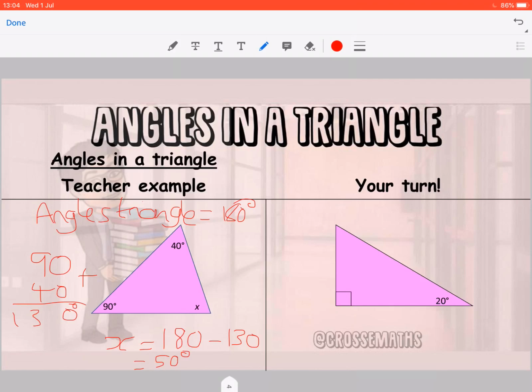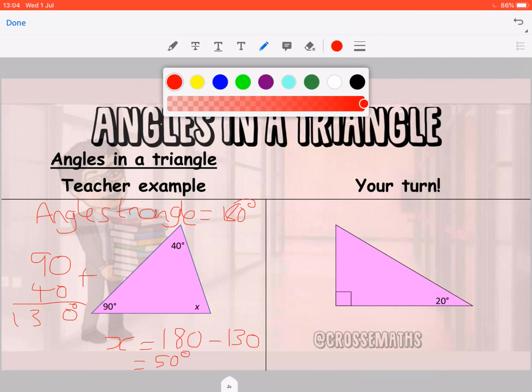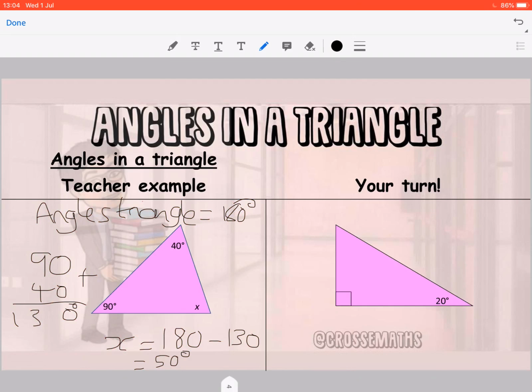Right then, so should be all done with that now. The one on the right hand side, 20 is easy. We can see that's 20, that's fine. The one that we're missing is a 90 degree angle by here. This is 90. And this is the one we want to find.